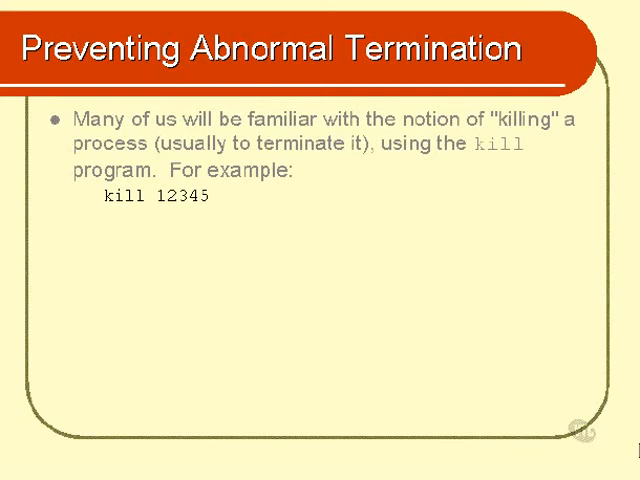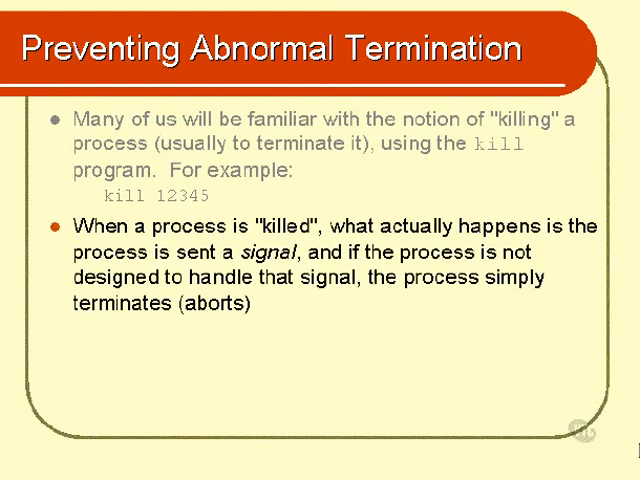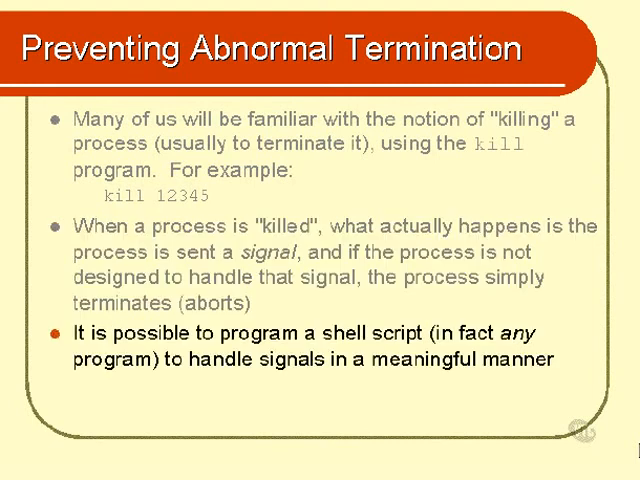First, we have to understand what it actually means to kill a process. Well, what actually happens is when a process is killed, that process is simply sent a signal. A signal is also often known as a software interrupt. And then what happens is, if that process is not designed to handle that signal, and most processes are not designed to handle signals, then that process simply terminates. But it is, as I just mentioned, possible to handle any signal if you simply know how, and that's what I'm going to show you in this module.